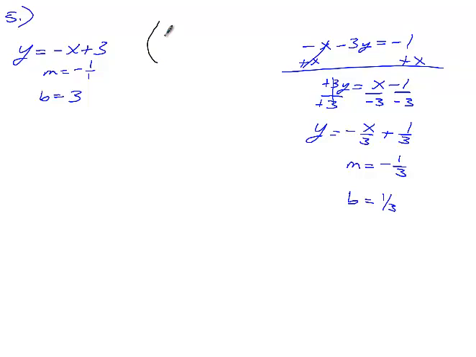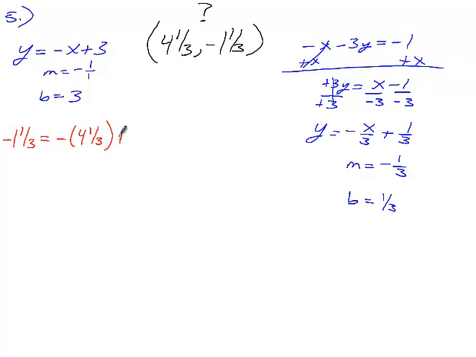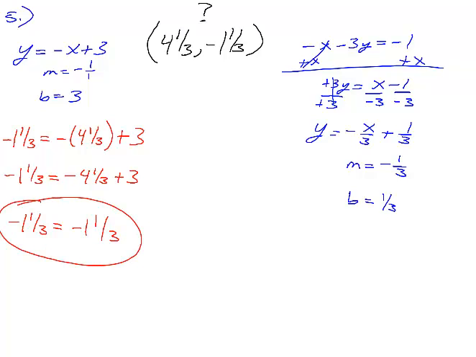So I'm trying to check if 4 1/3, -1 1/3 is in fact a solution. I don't know. So let's plug it in and see what happens. -1 1/3 equals -4 1/3 plus 3. Everybody okay with that? So if you get rid of the parentheses, you get -4 1/3 plus 3. What is -4 1/3 plus 3? So what's -4 plus 3? -1. So I get -1 1/3. Is that true? Okay, so far, at least we're half right.